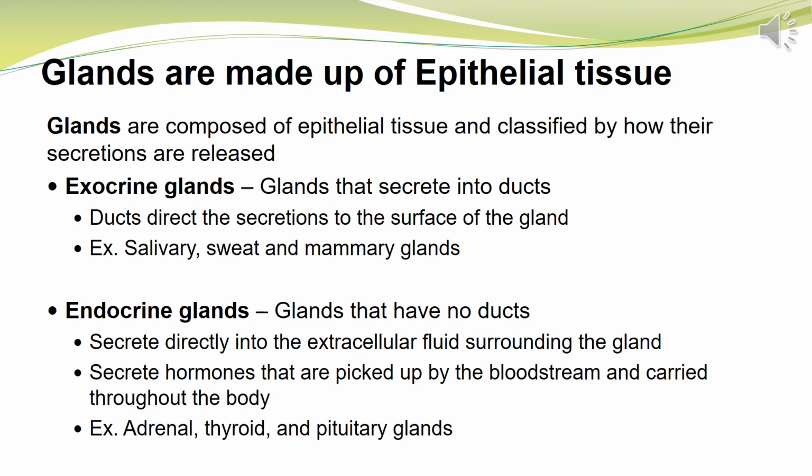And then there are the endocrine glands, and these are glands that have no ducts. They secrete their substances, or rather secretions, directly into the extracellular fluid surrounding the gland cells. And usually these glands secrete hormones, which are picked up by the bloodstream and carried throughout the body. Many examples of these are internal glands, like the adrenal glands, which are above the kidneys, the thyroid gland, which sits pretty much right above the clavicle, and the pituitary gland. You only have one, and it's in the brain.